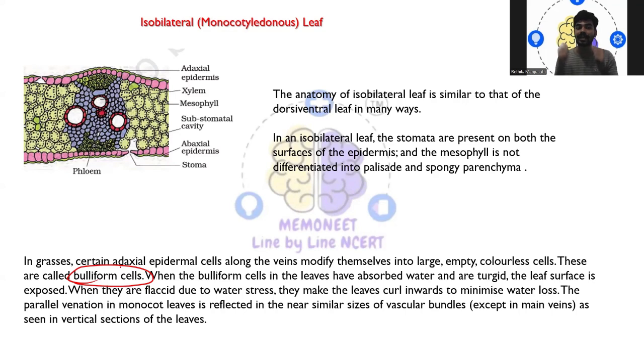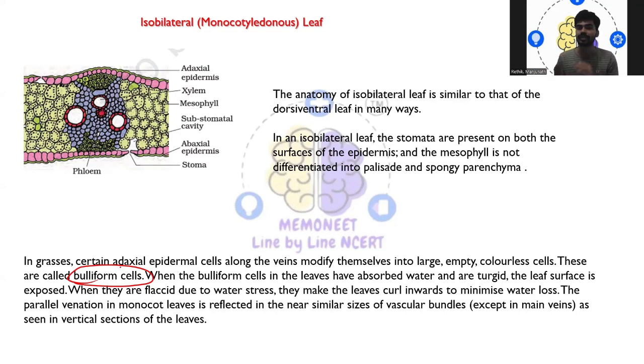Okay, so the parallel venation in the monocot leaf is reflected in the near similar size of vascular bundles, except in the main veins, where we don't see such parallel venation, whereas vertical venations of leaves are always seen everywhere. You are getting it? So this was all about the monocot leaf. So coming to the monocot and dicot leaf, the structure is similar.